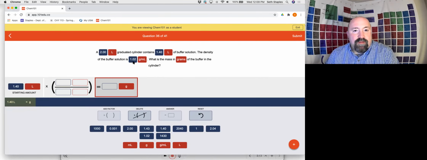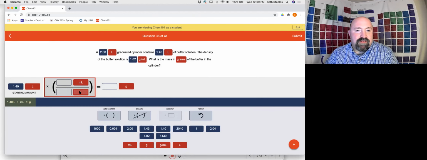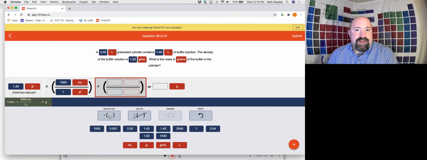Next, I know that I'm going to need to use my density, my 1.02 grams per milliliter. But like we saw earlier, what I need to do first is to convert my volume over to milliliters so that I can use my density units that I'm given here. And so I need to convert to milliliters from liters. So I'll set my units up in there, and I see that liters cancels out, so that's good. I also know that there are 1,000 milliliters per 1 liter. And so there's my conversion for milliliters from liters.